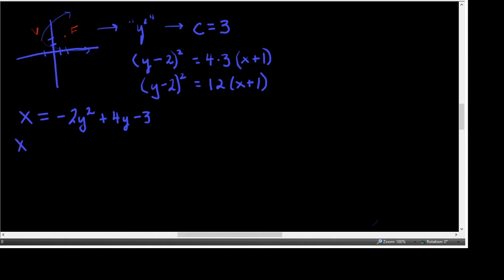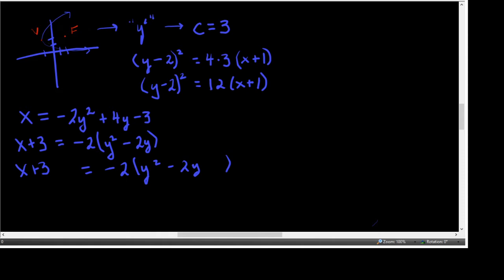To start, I'm going to move any constant that I see on the right, like that negative 3, over to the other side. And the coefficient of y squared must be positive 1, and so I'm going to factor off the negative 2, which leaves y squared minus 2y. So completing the square, I'll leave myself some room to do that. Minus 2y.